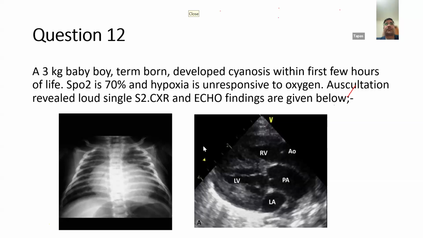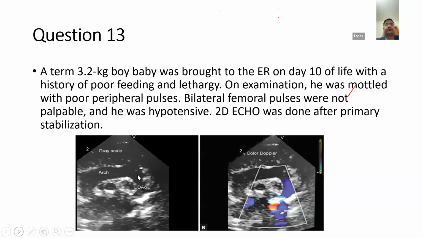Okay. So next question. So this is a term 3 kilo baby boy, on day 10 of life with a history of poor feeding and lethargy. On examination, he was mottled with poor peripheral pulses. Bilateral femoral pulses were not palpable, and he was hypotensive. 2D echo was done after primary stabilization. This is a 2D echo you can see on the right hand side. This is the arch view you can see. So the questions.